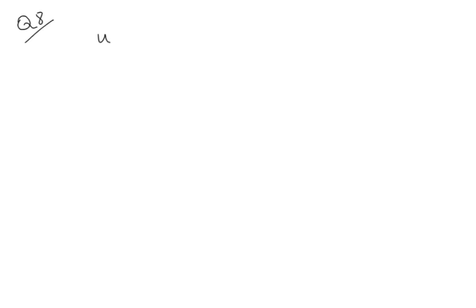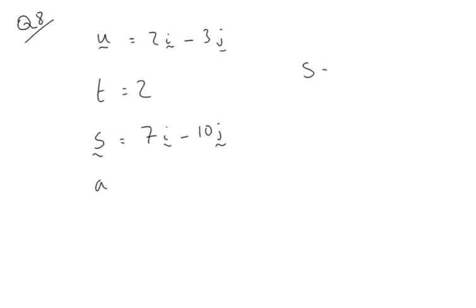So we can write down that the initial velocity is 2i minus 3j. We know that the time taken is 2 seconds. We know that s is 7i minus 10j, and we are asked to work out a. So with this information, I can use s equals ut minus a half at squared, all vectors remember.